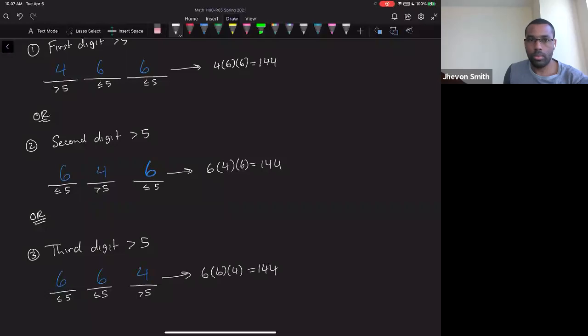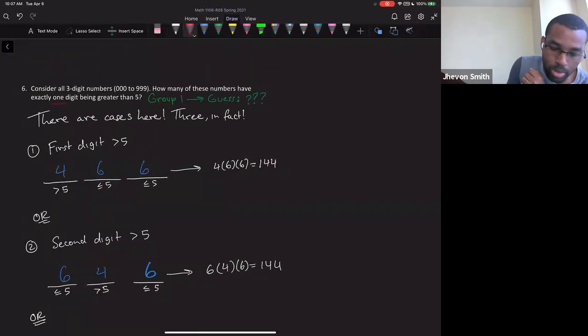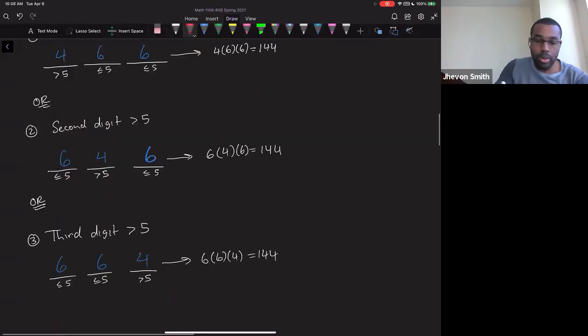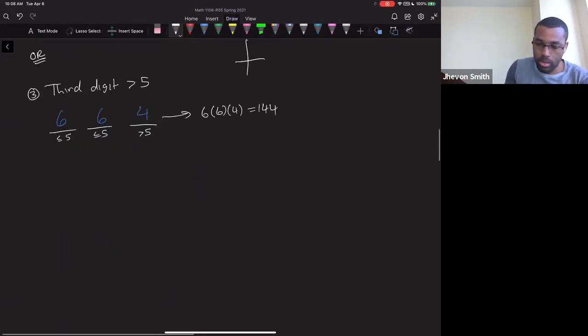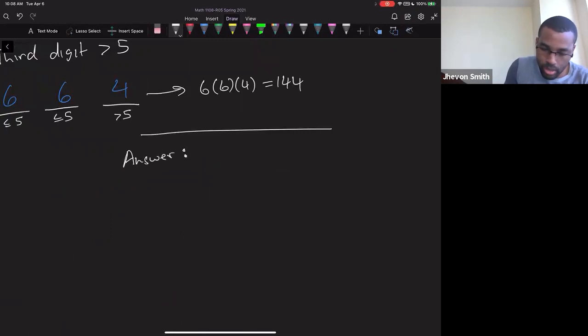Because it's an or, is it an exclusive or where you add? Right, because you can have greater than five in the first digit and in the second digit, but then you'd have greater than five in two places, and we know that we want greater than five in one place. So none of these overlap, which means or means we're going to add them. So for the answer, add, since the cases don't overlap.